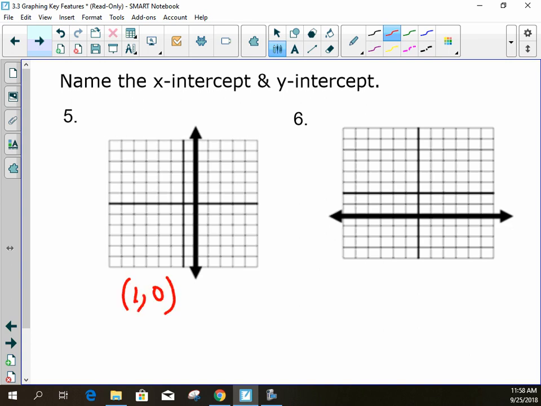1, 0. Very good. It's not 1. What's my y-intercept for number 5? Where does it cross? It doesn't. So if you say 0, if you tell me here, b equals 0, you're wrong. Because 0 is right here. It doesn't cross the y-axis. So what do I write? NA, does not exist. Whatever you want.